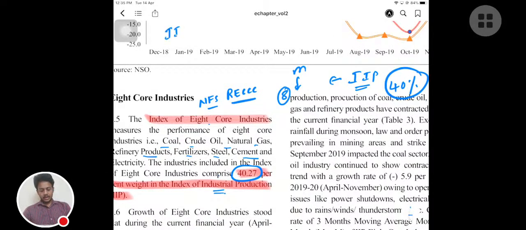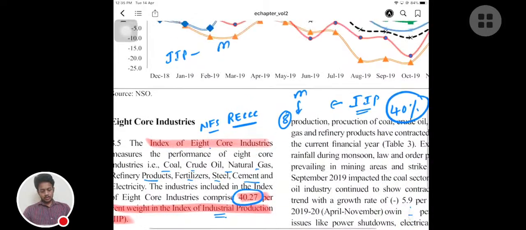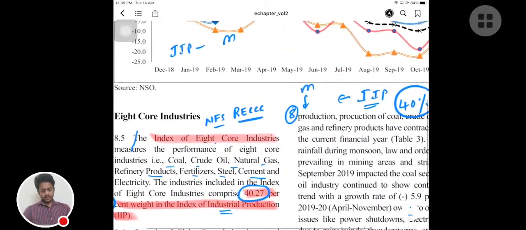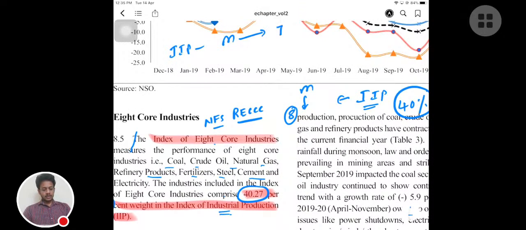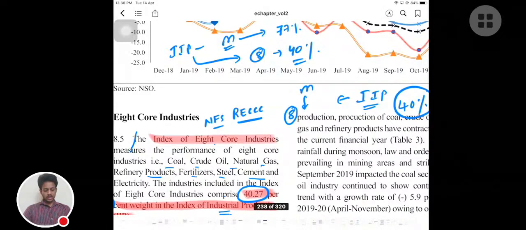Under the IIP, we have something called manufacturing, right? In this manufacturing, the weightage is 77.4%. So as part of this IIP, the industries included in the index of 8 core industries comprise how much in IIP? The core industries have a weightage of 40%. That is what you should remember for the prelims examination. Rest of all things are not required.